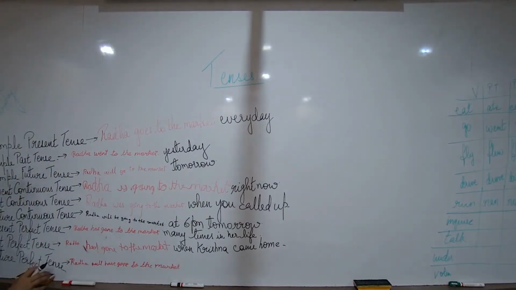And future perfect tense, Radha will have gone to the market by the time you reach her house. जब तक आप उसके घर पहुंचोगे वो मार्केट के लिए निकल चुकी होगी. कॉपी कर लो.